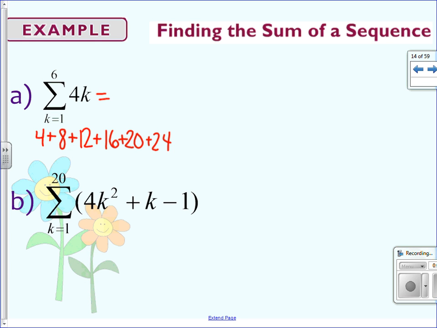Now I could just do that and get an answer. However, if the top number were 1,000, adding those up would not be a very efficient method. So I'm going to use one of the formulas that was given to us on the previous slide. And the way I'm going to use it is first I'm going to take out a 4 of the sigma notation.